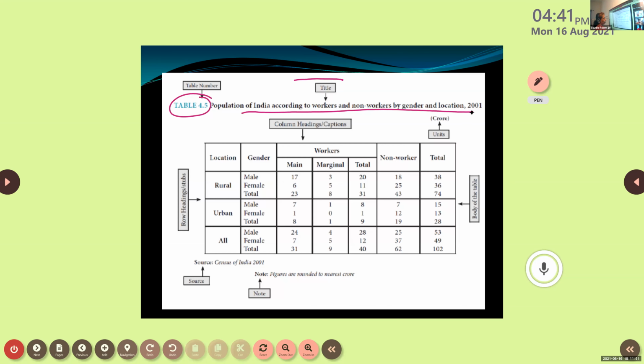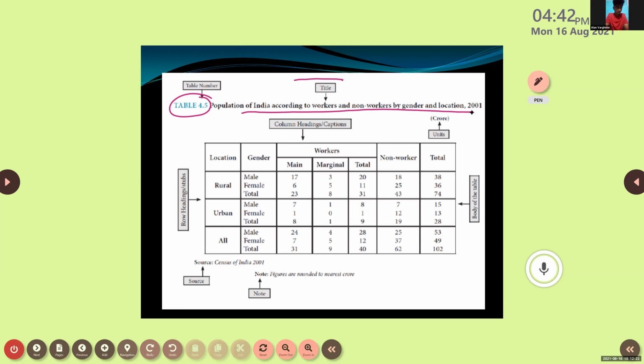What is the title given here, Ellen? Ellen, can you see the screen? What is the title given in this particular table? Population of India according to workers and non-workers by gender and location. Which year is it?